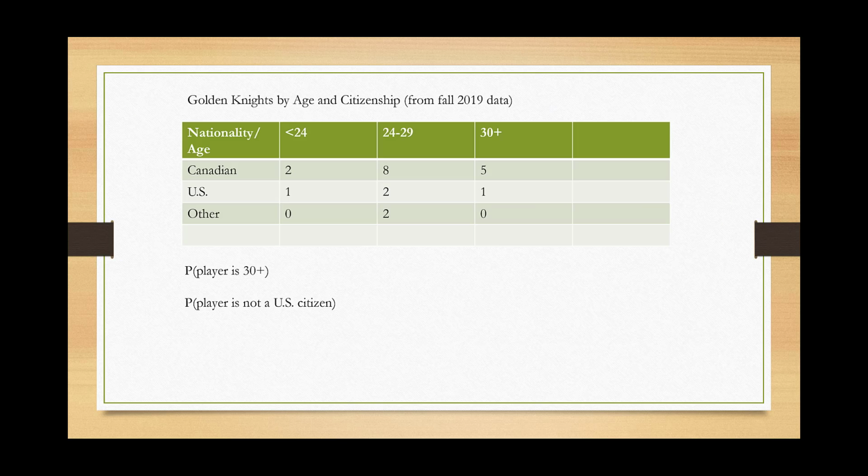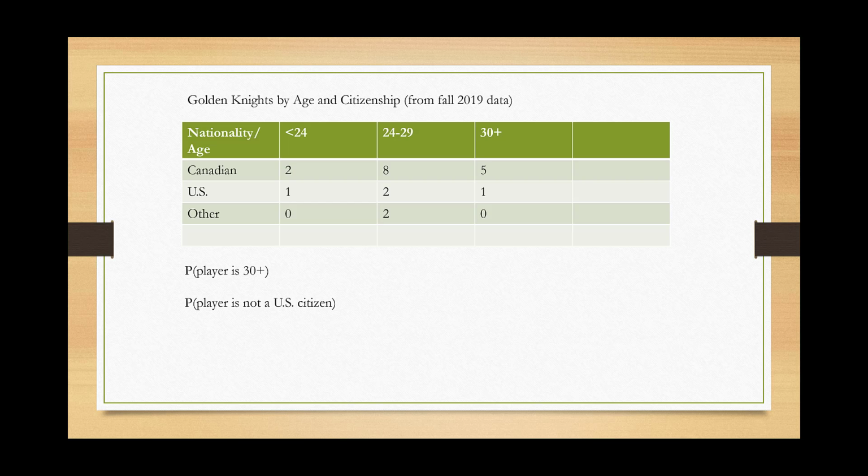Here's another chart. The chart's kind of a little bit bigger. It has multiple columns. So the columns break down the Golden Knights by their age and citizenship, and this was from the team in the fall of 2019. So for Canadians, there were 2 Canadians less than 24, 8 Canadians that were 24 to 29, and 5 Canadians that were 30 or over.